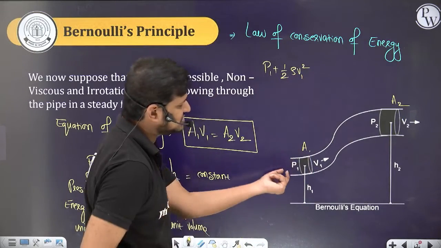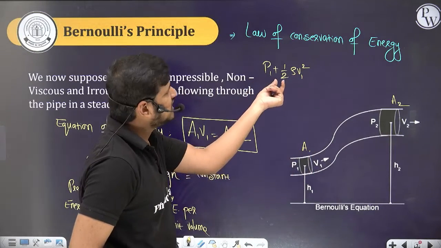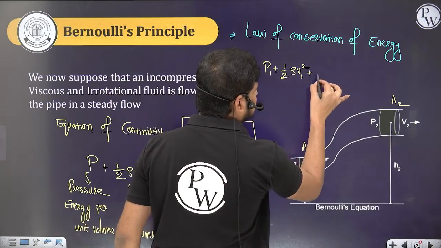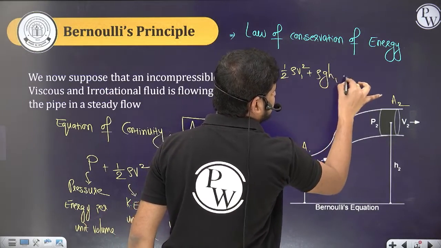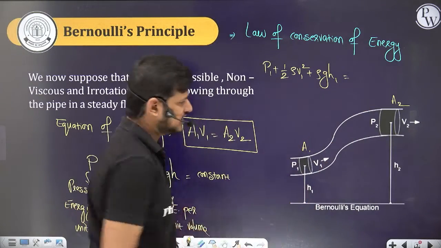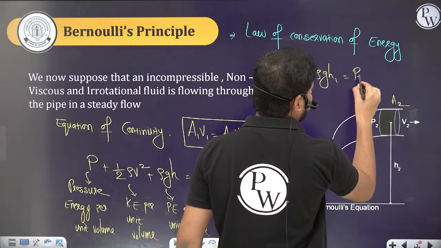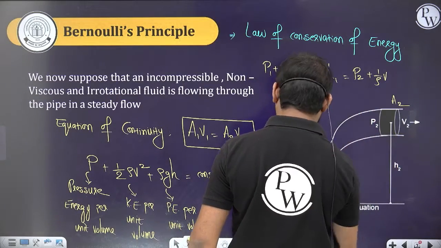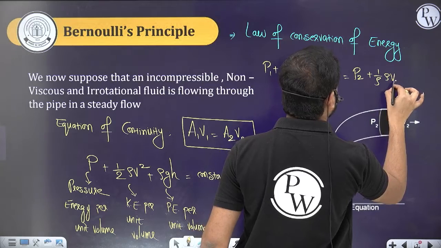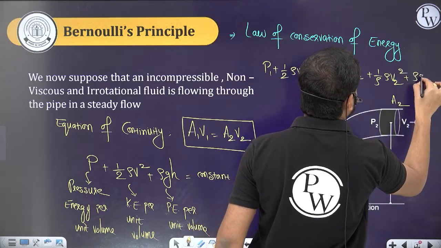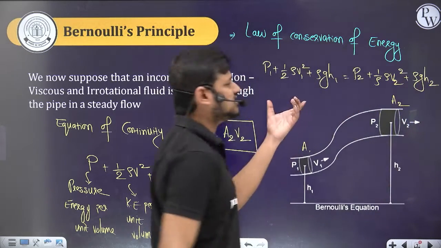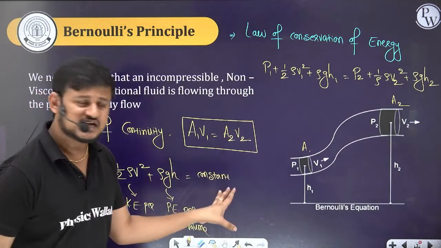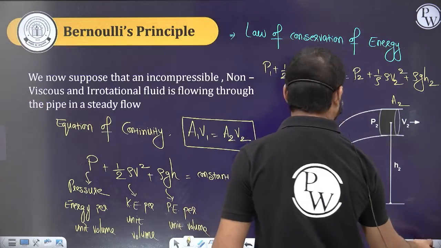At this cross section, the pressure is P1, and the kinetic energy per unit volume is half rho V1 square, plus the potential energy rho G H1. This is at a height H1. On this side, let the pressure be P2, and then half rho V2 square plus rho G H2, right? So this is Bernoulli's principle we have discussed in the last session. Clear, guys? So now let's go for the questions.